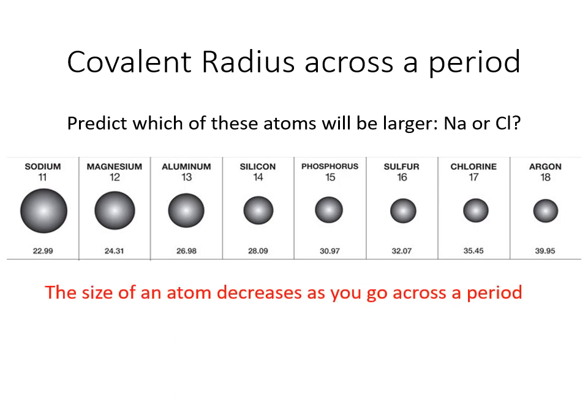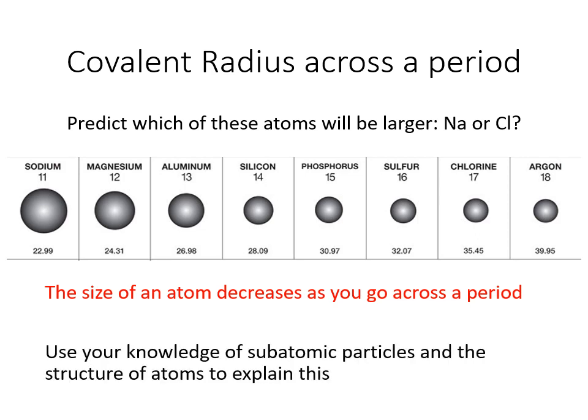So here's our trend. The size of the atom decreases as you go across a period. So why is that? Have a think about what's going on in an atom. We've got positive protons that are attracting negative electrons, and that's what holds the atoms together. So again, just pause the video, and when you're ready, unpause, and you can have a look at the answer.